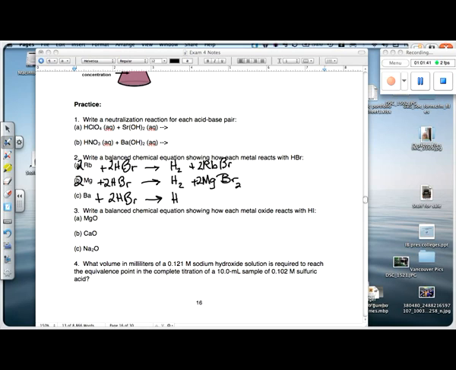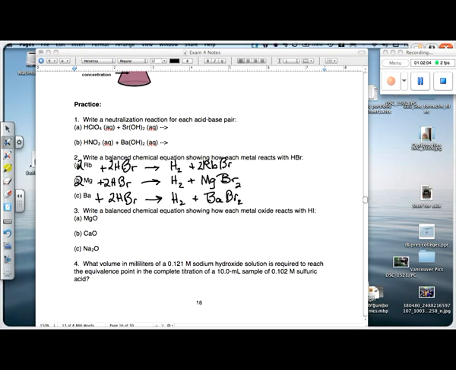Produce H2 plus BaBr2. Wait on this one up here. I don't need this two here. And I don't need the two there because here's the two bromines, two hydrogens. Okay.